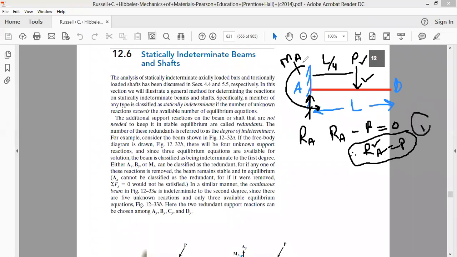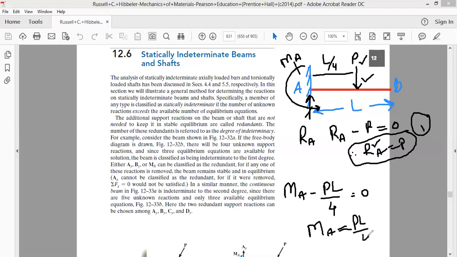In the same way, if we are asked to calculate the value of this fixed moment, we have anti-clockwise MA, and the moment because of load P will be PL by 4, trying to rotate the beam in the clockwise direction. We write this as minus PL by 4, equal to 0. Therefore, MA becomes equal to PL by 4.